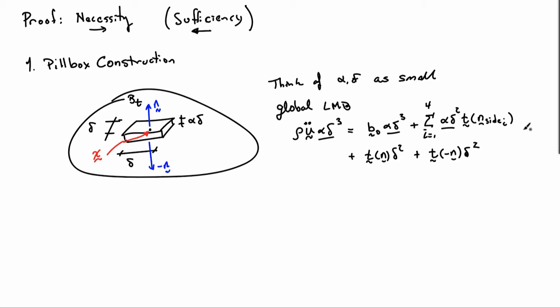4 sides. And lastly, I have the traction on the top surface times its area, so that's t evaluated on n delta squared, and then I have the traction on the bottom surface, so t evaluated on minus n times delta squared. So that gives me all the forces acting on the pillbox on the right hand side here, and we have the time rate of change of the linear momentum on the left side here.